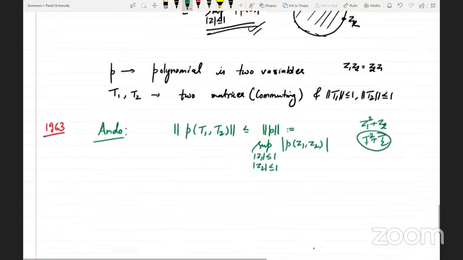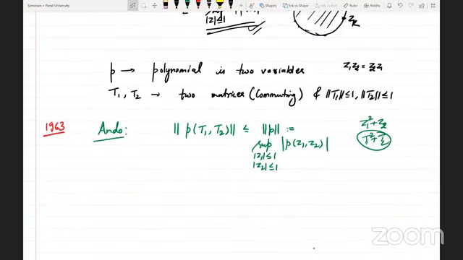And the answer is yes. So Ando proved this, that it is going to be true even in two variables. That is in 1963, 12 years later. It was open for 12 years.